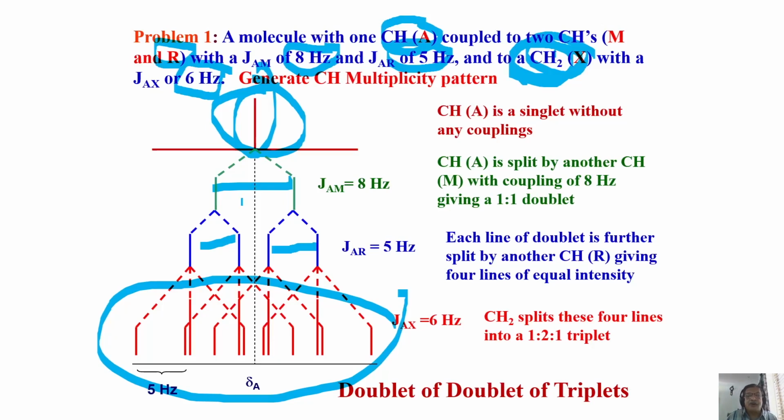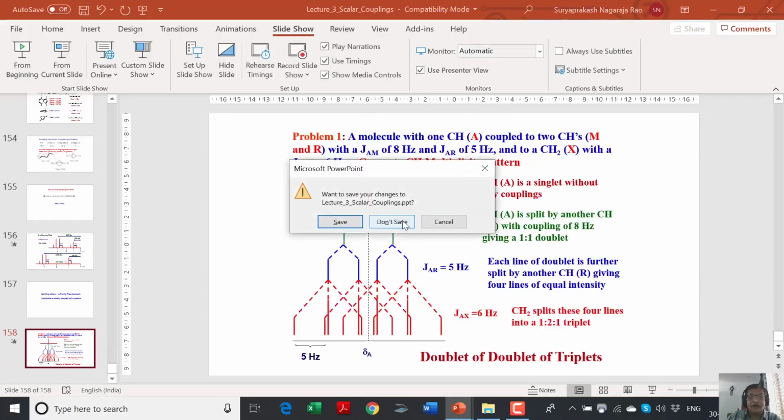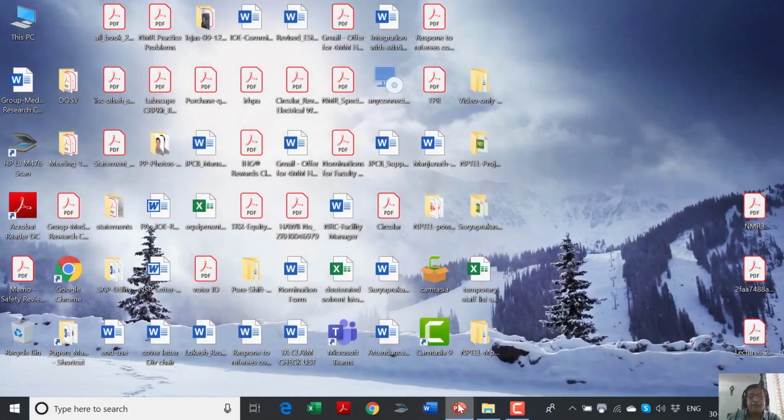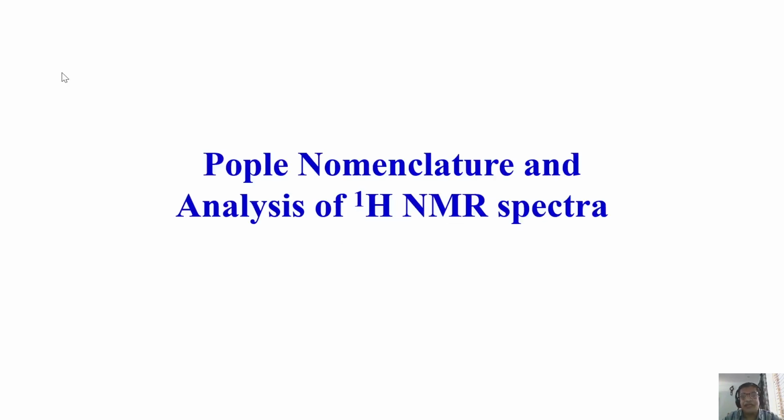Alright. So I think I have given a lot of information about scalar coupling, and we also took an example of how to generate the multiplicity pattern theoretically. Now we will go to analysis of spin systems using Pople notation and the spectrum. That is the next step. So I will stop this and then we will go into the next one, which is called Pople nomenclature. I'll continue this in this class today because this is very important.